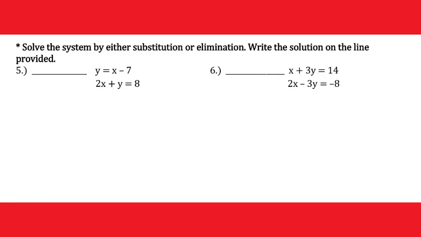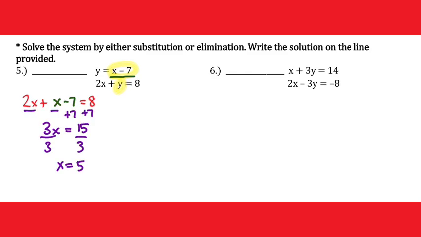On number 5, we can solve any way we want. I chose to use substitution because it's set up for substitution. So it tells me that y equals x minus 7. So I can trust that. And in the second equation, put the x minus 7 for the value of y, equaling 8. And then combine my like terms and isolate my variable to get x equals 5.